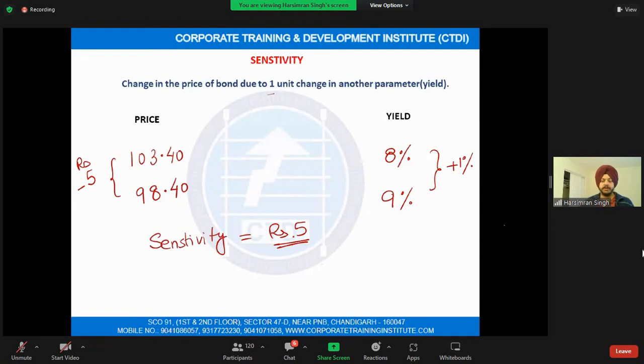Now, if there are two bonds, one has a sensitivity of 5 rupees, one has a sensitivity of 7 rupees, which is more risky? 7 rupees. Higher the sensitivity, sensitivity is fluctuation, and higher the fluctuation, higher the risk. Is it clear or not? Is it clear? Yes or no?